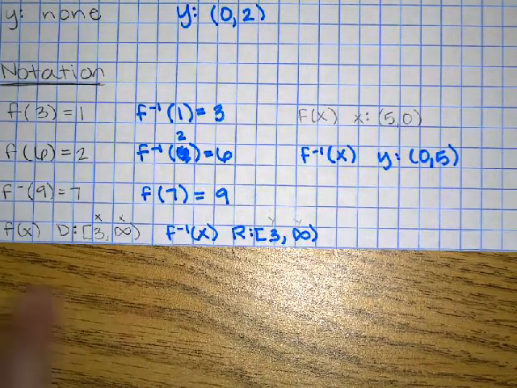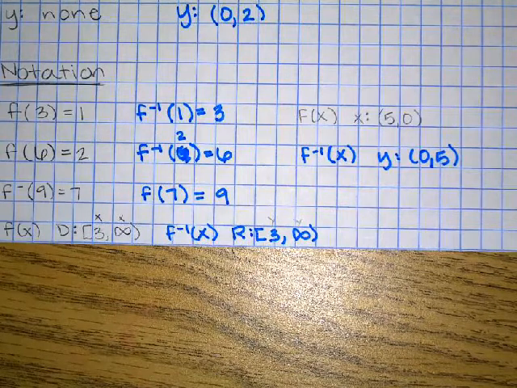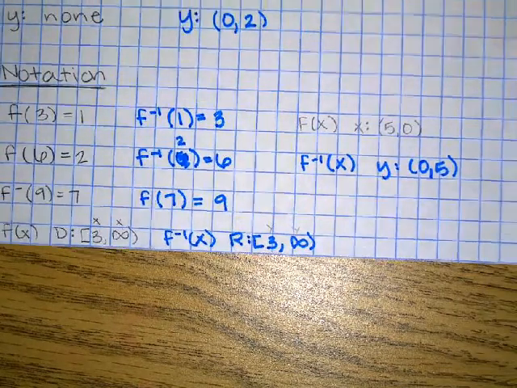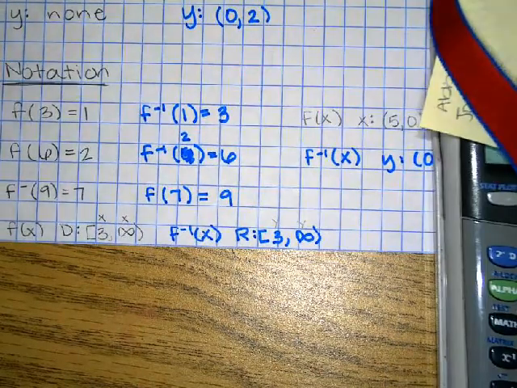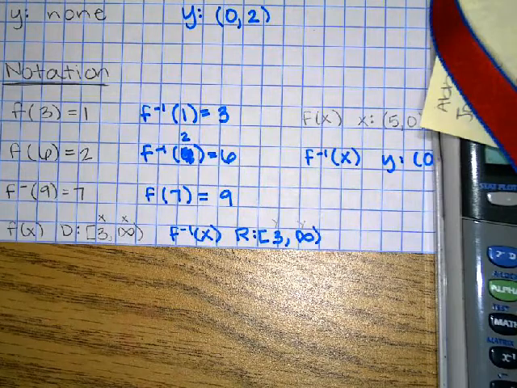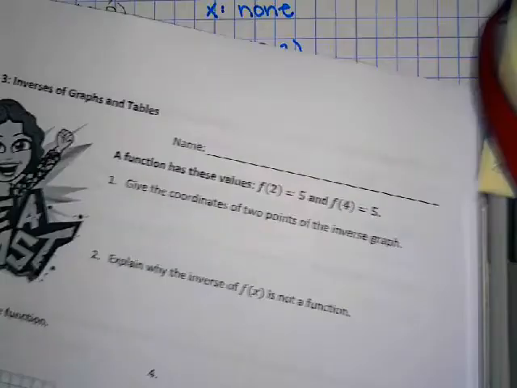All right. So I passed out the assignments, yes? Let's go ahead and look at these and make sure they make sense. Okay. Number 1, give the coordinates of 2 points of the inverse graph.